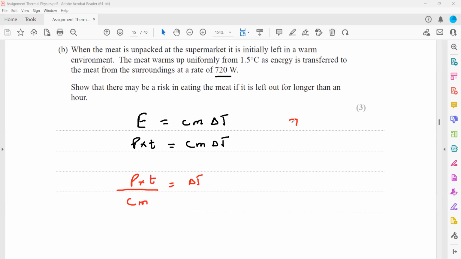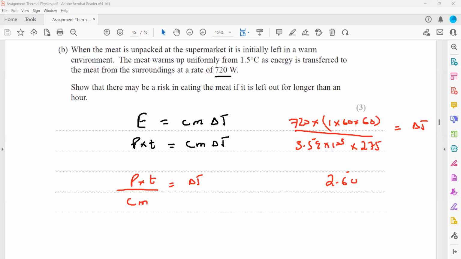P is the power, which is 720. The time is 1 hour. We multiply by 60 to convert into minutes, and then multiply by 60 to convert into seconds. Divided by the specific heat capacity of the meat, which was given in the first part, 3.59 × 10^3, and the mass of the meat, which was 275. So using this, we work out a temperature change of about 2.6 degrees centigrade, or 2.6 Kelvin. If the units are in joules per Kelvin, it will be in Kelvin. So the temperature change is 2.6.